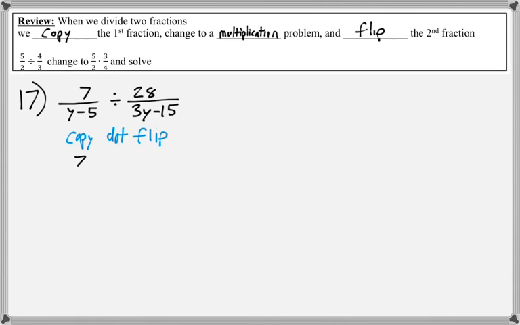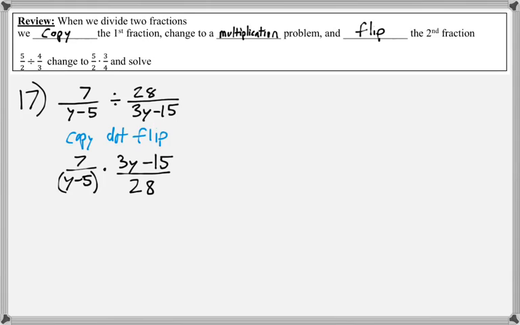So this is going to be 7 over y minus 5 times 3y minus 15 over 28. And then I want to factor as much as possible.